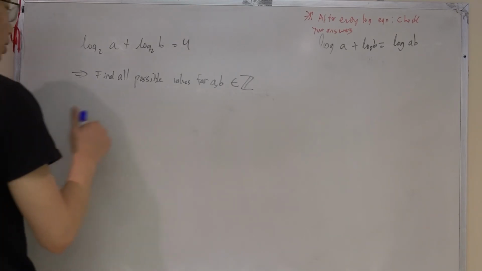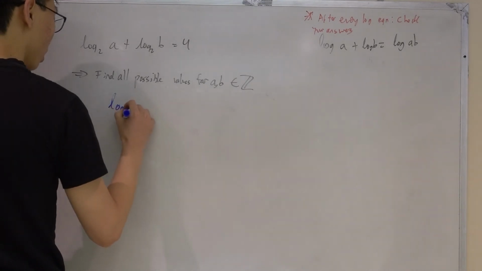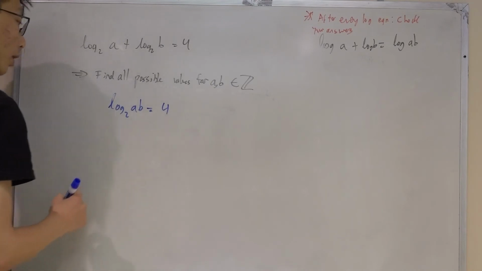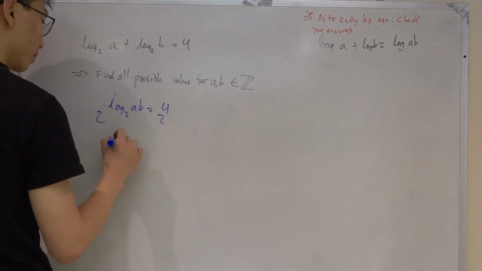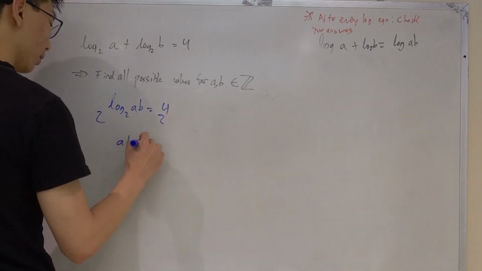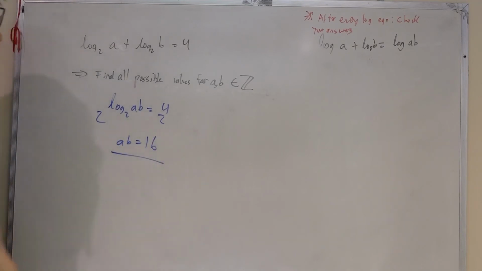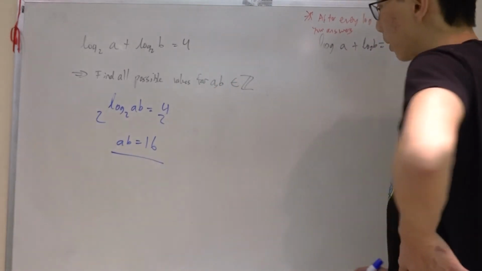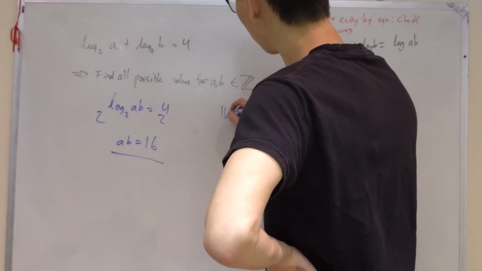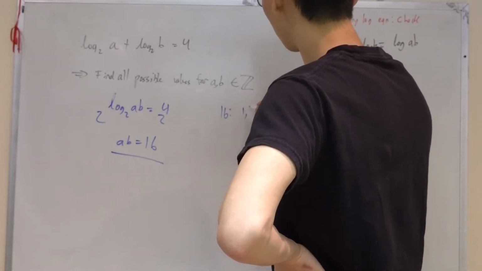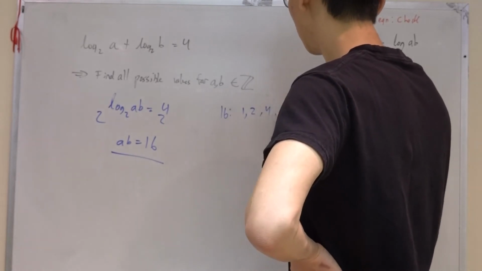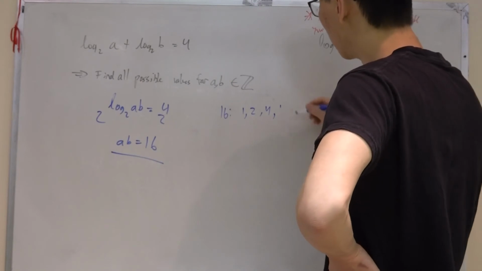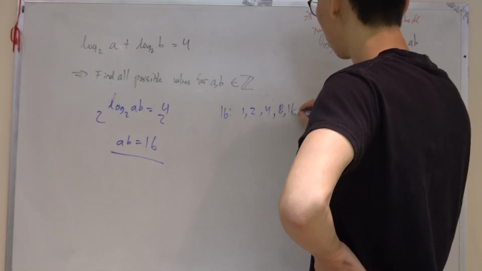Now, what I want you to do first is, of course, apply your laws of logarithms. Then you raise both sides to the power of 2. You get ab is equal to 16. So, what numbers that you multiply together will give you 16? Maybe easiest to write down a list of factors for 16. So 16, you break it down, the factors are 1, 2, 4. 4 times 4 is equal to 16. So you get 8 and 16.